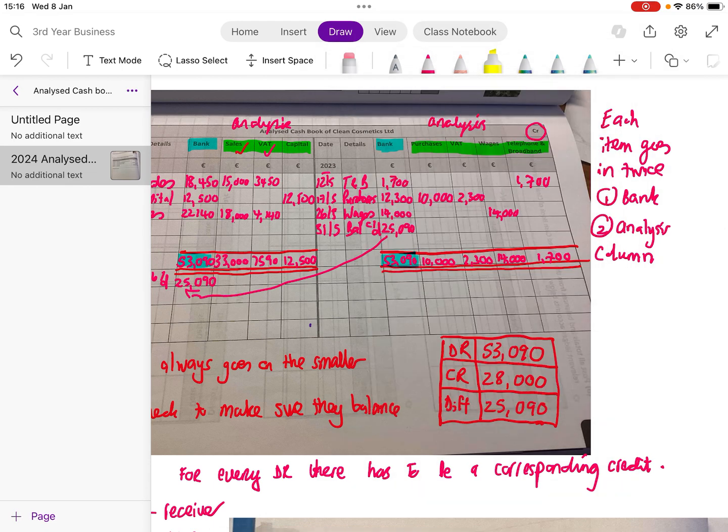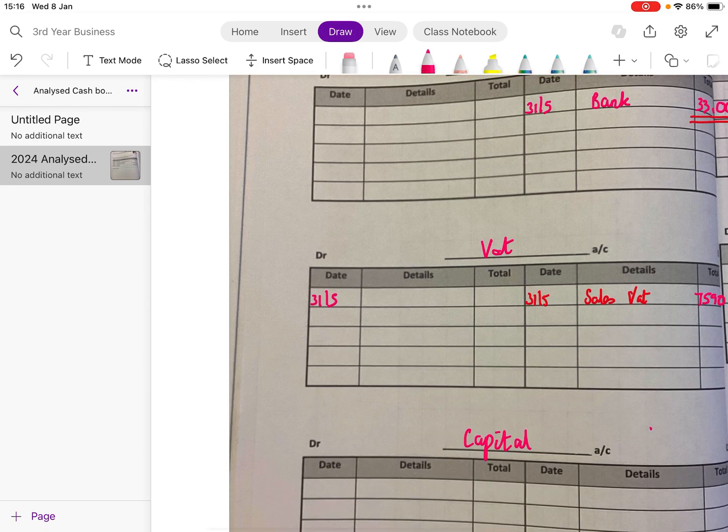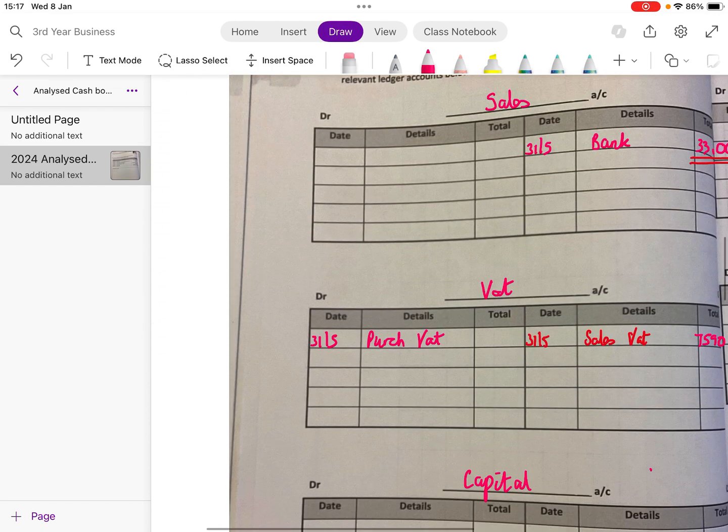the credit side of my Analysed Cash Book. So that means I'm going to put it down here on the debit side. So I'm going to say this is my purchases VAT. And again, I'm already after forgetting the figure, and I come back up and it was €2,300.